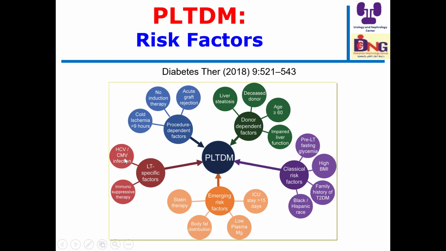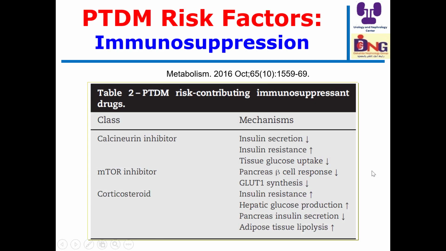Liver transplant specific factors include HCV, CMV infection, or the use of immune suppressant drugs. Emerging risk factors include long stay in the ICU, low plasma magnesium (hypomagnesemia), excess body fat, and statin therapy. So all these are the risk factors for post-liver transplant diabetes mellitus.